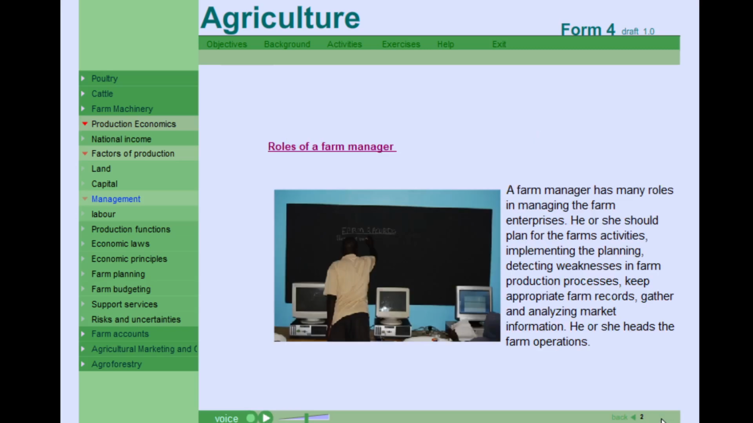Roles of a farm manager. A farm manager has many roles in managing the farm enterprises. He or she should plan for the farm's activities, implement the plans, detect weaknesses in farm production processes, keep appropriate farm records, gather and analyze market information. He or she heads the farm operations.